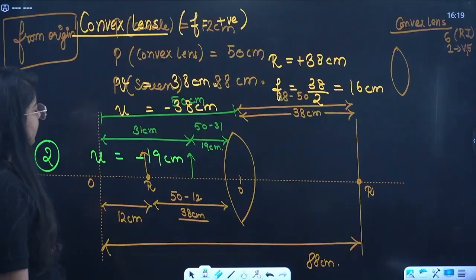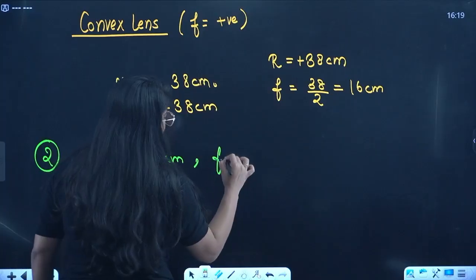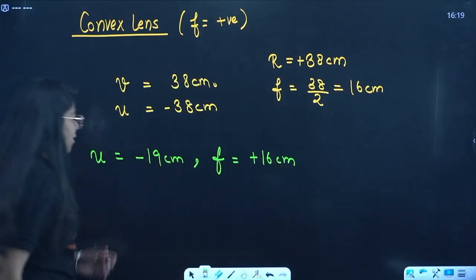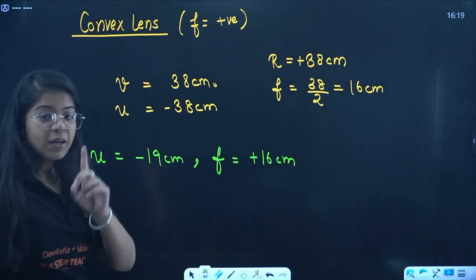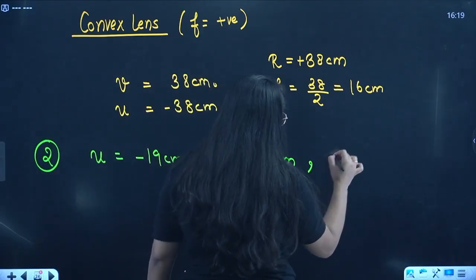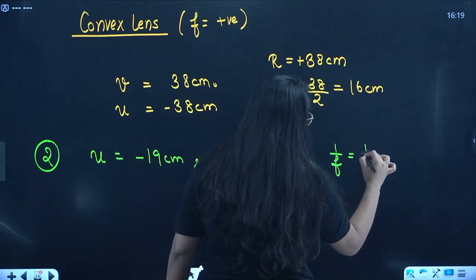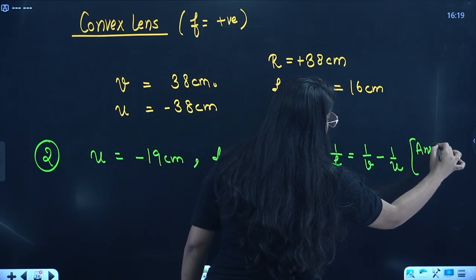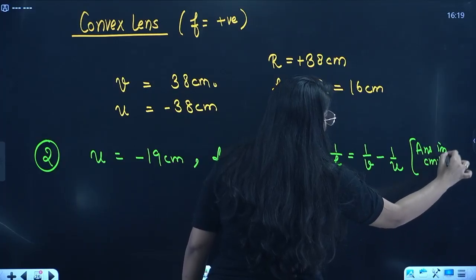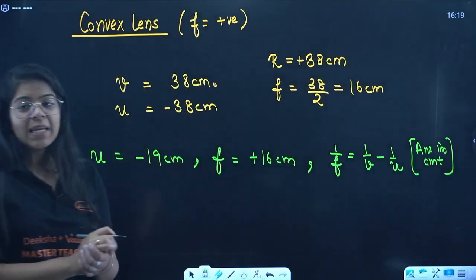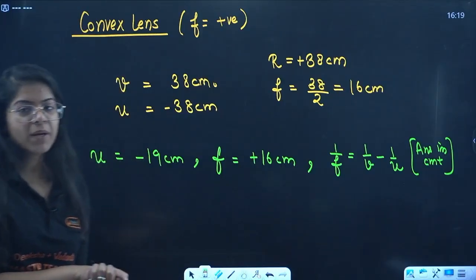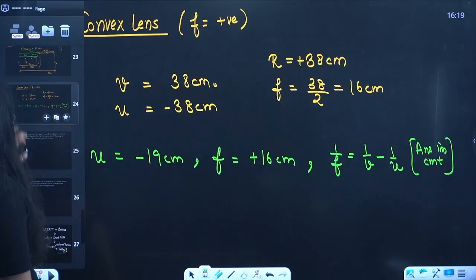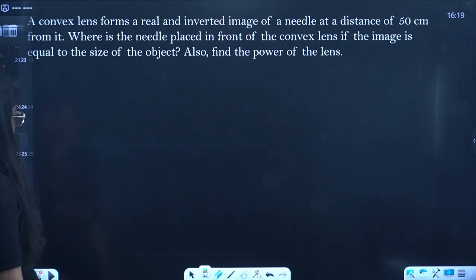Now we have the focal length as plus 16 centimeter. You have U as minus 19 centimeter. I want you to do the calculation using what? Using lens formula, 1 by f equals 1 by v minus 1 by u, and write down your answers in the comment section very fast. Okay, quickly write down your answers in the comment section. Done beta? Okay, great.